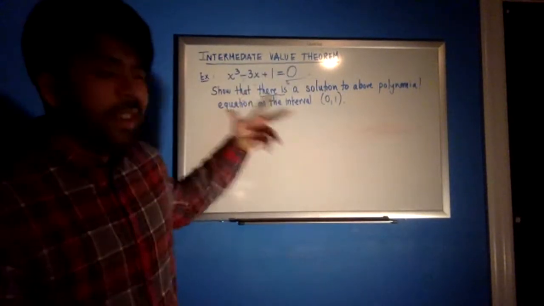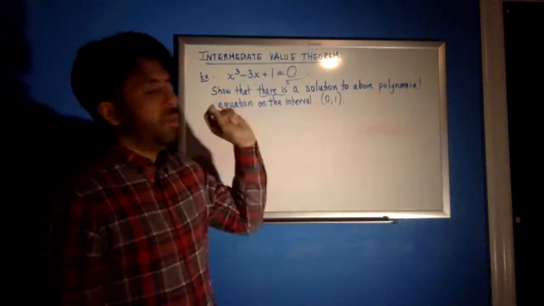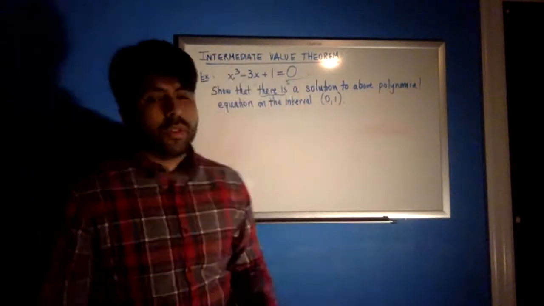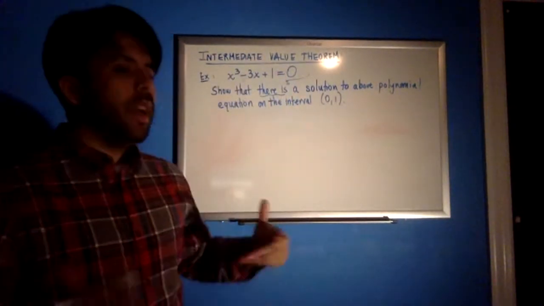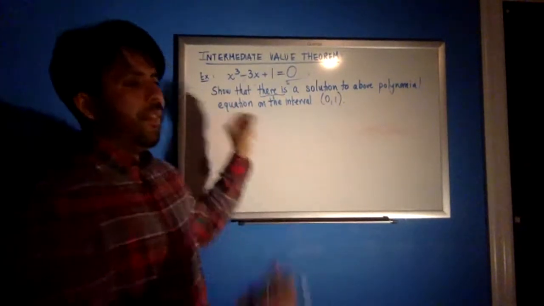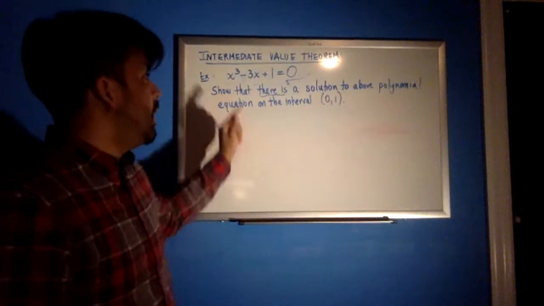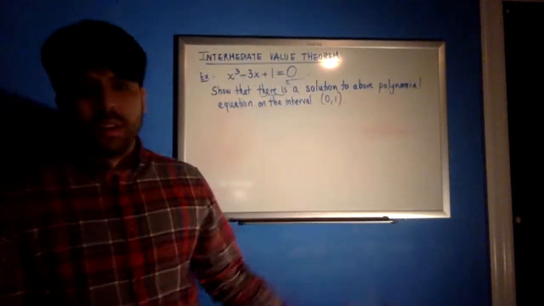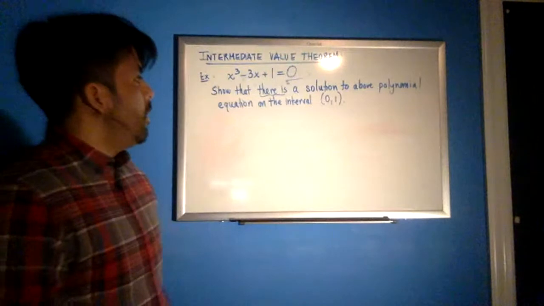Now, am I trying to actually find what that value is between 0 and 1 that makes the solution equal to 0? No. I can, though. I can using my graphing calculator. But am I trying to do that? I'm not trying to find what it is. I'm just trying to show that there does exist such a thing. So that's what we're going to do.